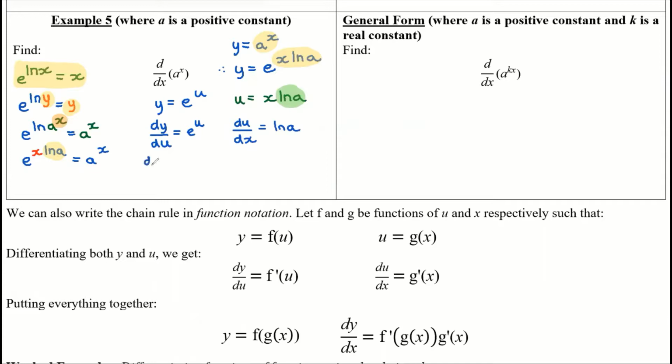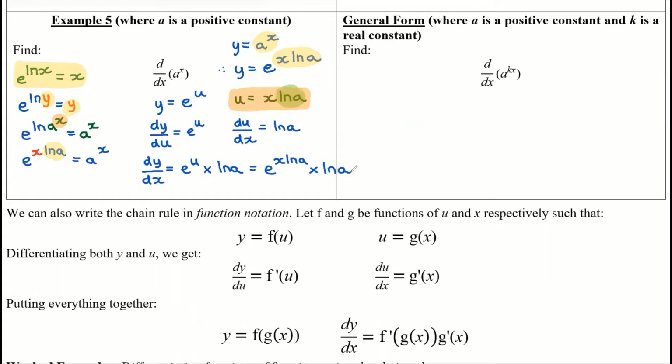We can now find our derivative. So dy by dx is the product of these two derivatives. So it's going to be e to the u multiplied by the natural log of a. In other words, substituting the u back in, it's going to be e to the u, which we defined earlier. Where is it? Here. e to the x log a, let's write that in, e to the x log a multiplied by the log of a.